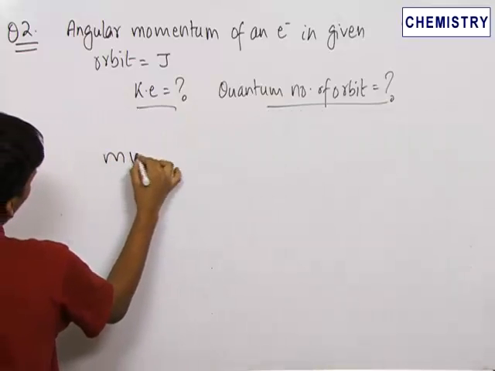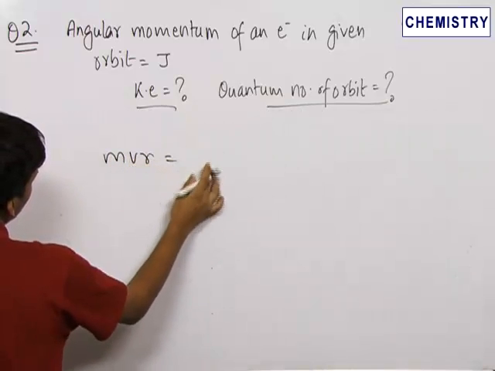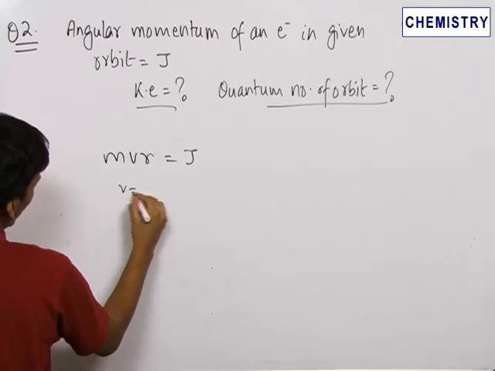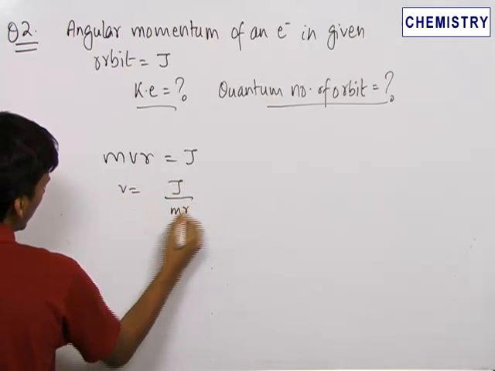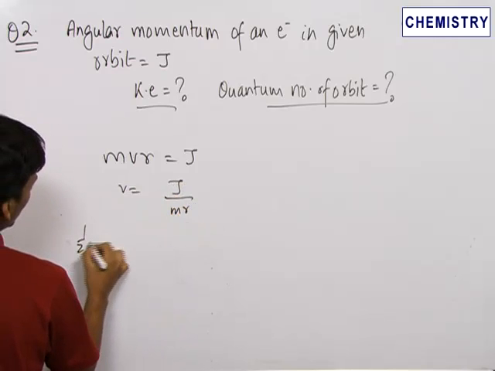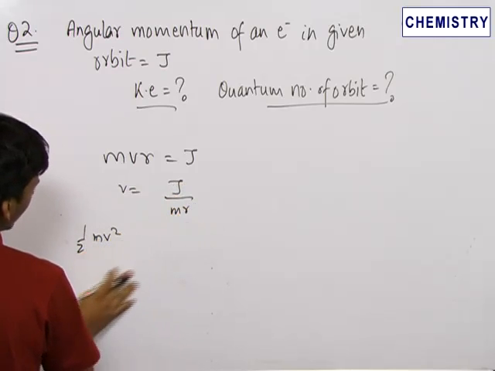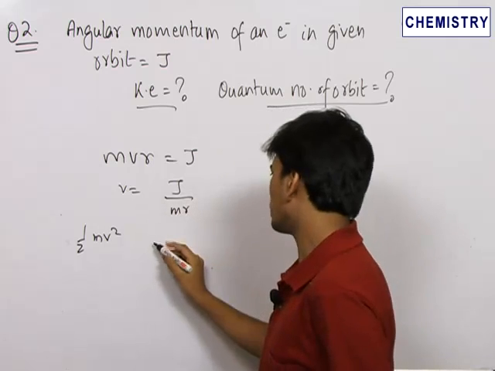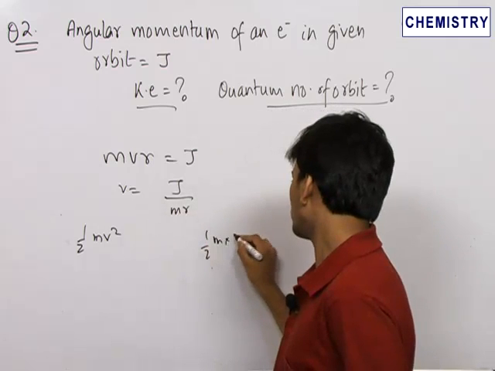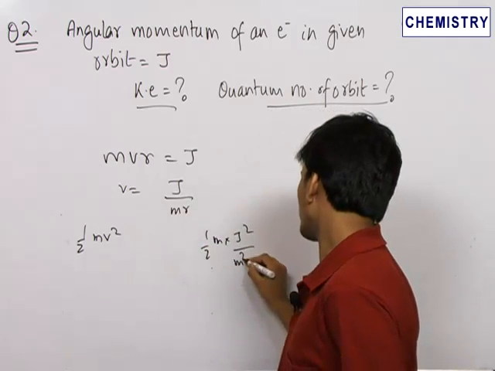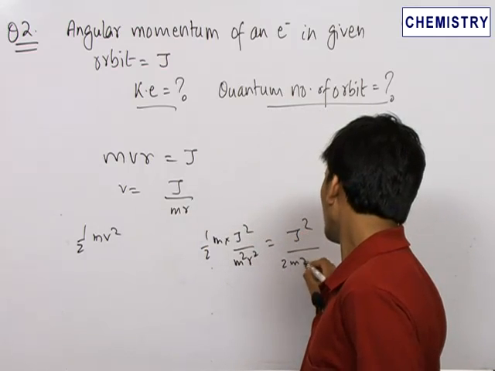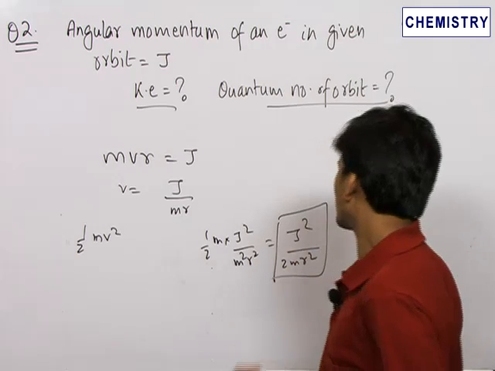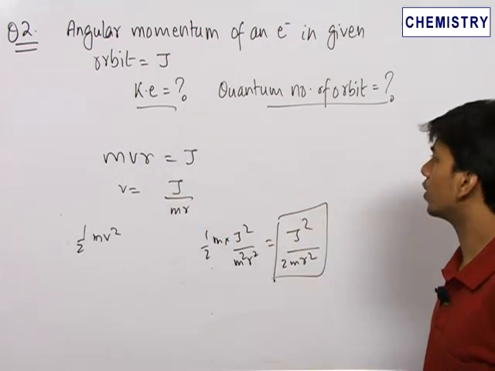We know that the angular momentum in an orbit is equal to mvr, that is equal to J. Therefore, v is equal to J upon m into r. We know that kinetic energy is equal to half m v square. Therefore, we can write this to be equal to half m into J square upon m square r square. So this is equal to J square upon 2m r square. So this is our final answer for the kinetic energy of the electron in the orbit.